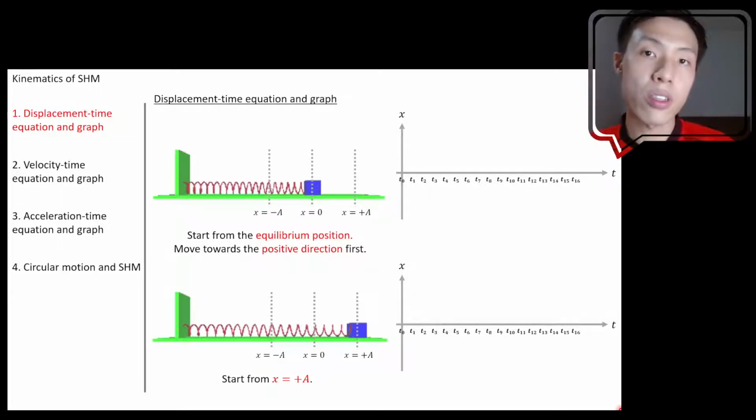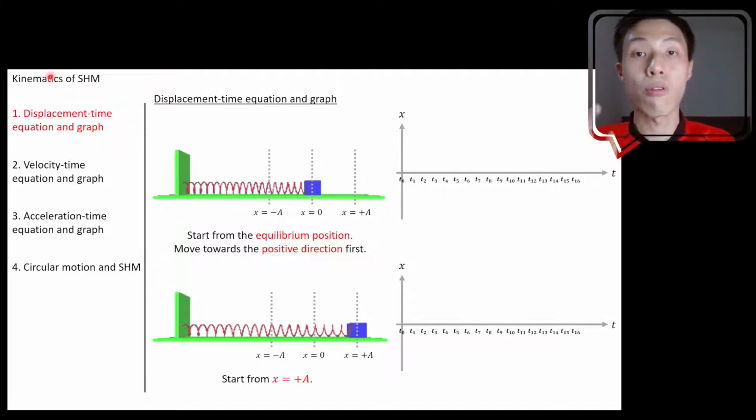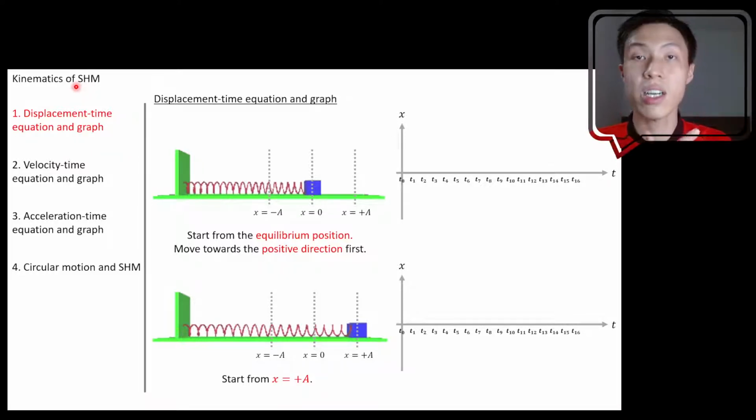We will now move on to the next subtopic of the chapter on simple harmonic motion, which is the kinematics of simple harmonic motion. Previously, we were talking about the criteria that you need to achieve in order for an object to be undergoing simple harmonic motion. But now we are focusing only on simple harmonic motion, and we are going to study how the object moves for simple harmonic motion. So when we want to describe how an object moves, we'll describe it using displacement, velocity, and acceleration.